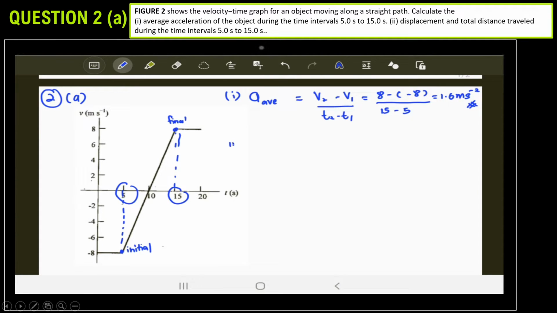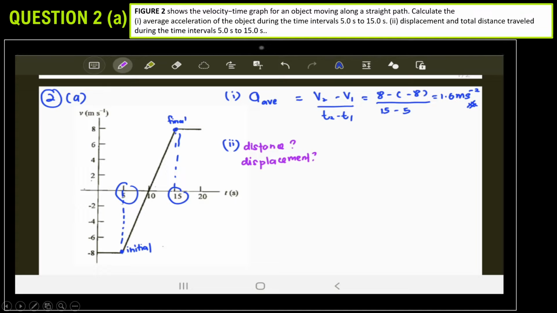Alright, so number 2, we want to calculate the displacement and total distance traveled during the time interval 5 seconds to 15 seconds. So we want to determine the distance. What is the difference between distance and displacement? Okay, what is the difference?